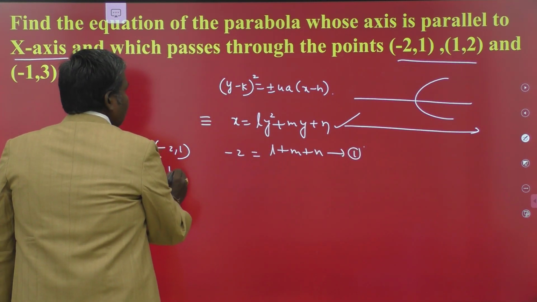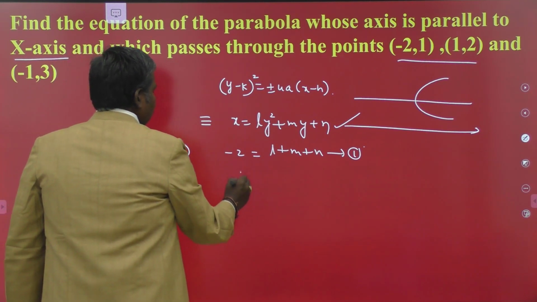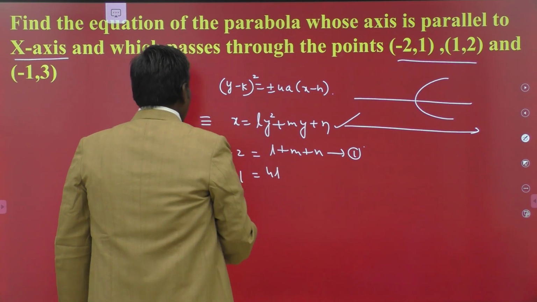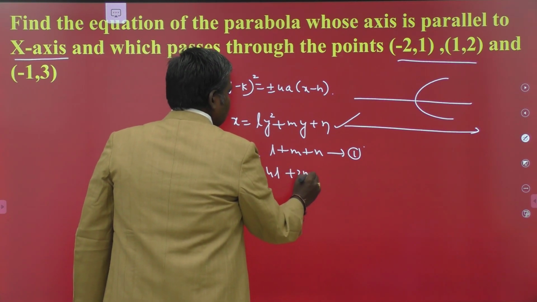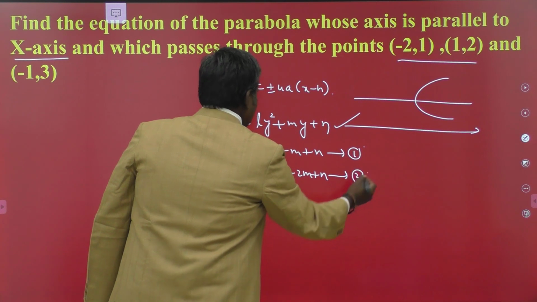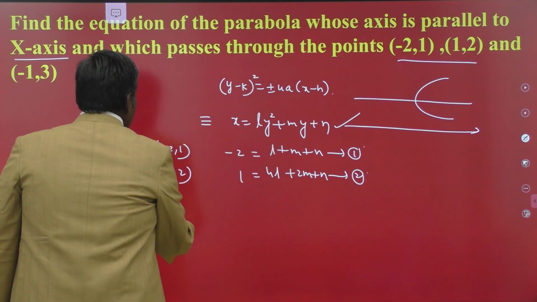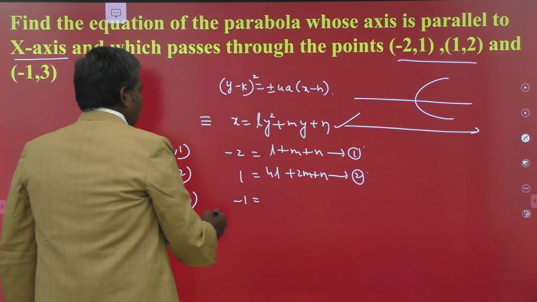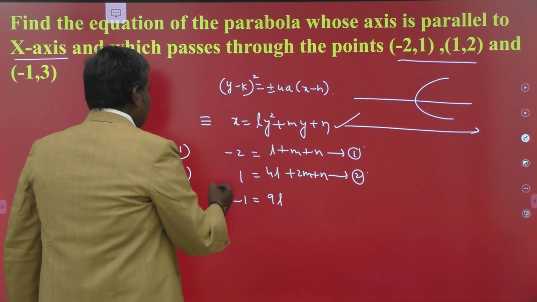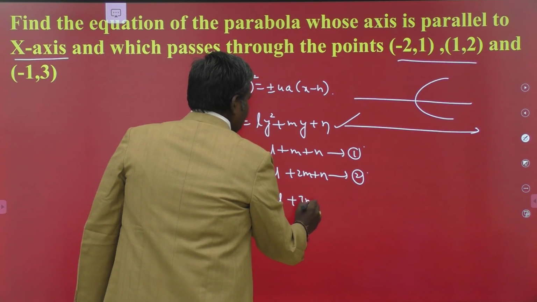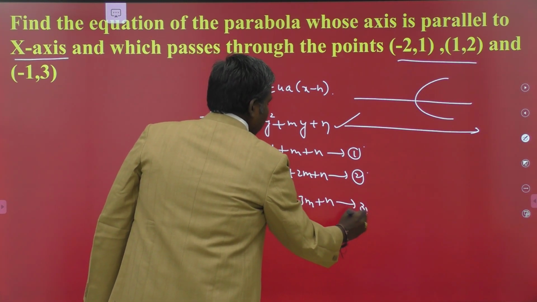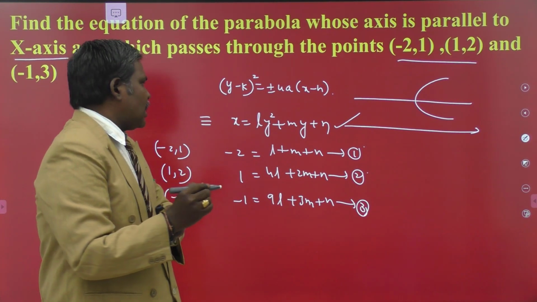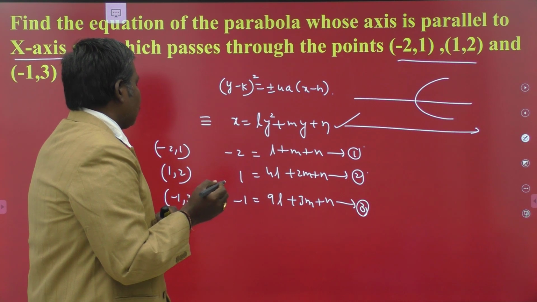What is my second point? That is 1 comma 2. x is 1, so 1 is equal to 4l, since 2 square means 4, plus 2m plus n. This is your second equation. And your third point is minus 1 comma 3. So minus 1 is equal to 3 square, 9l, plus 3m plus n. This is the third equation. Anyone can solve these three equations. We obtain l, m, n values. Substitute l, m, n in the above equation. We obtain the required equation.